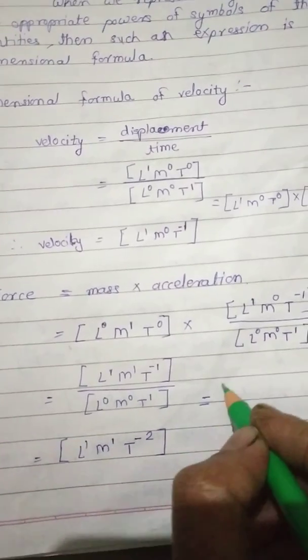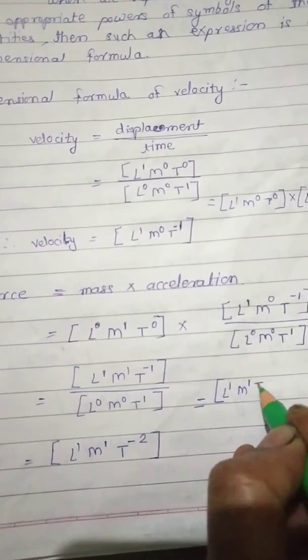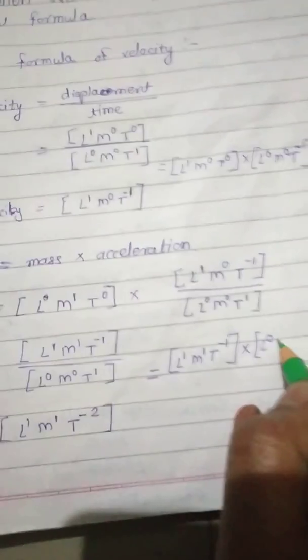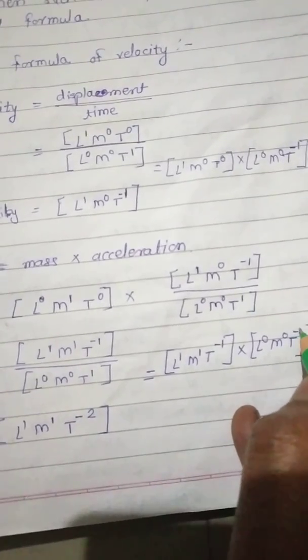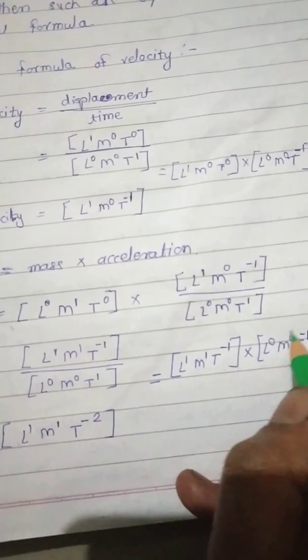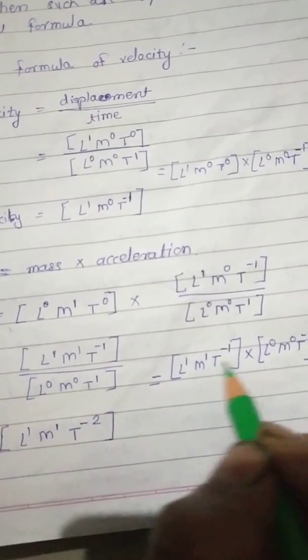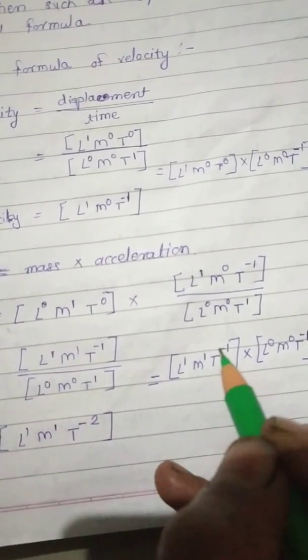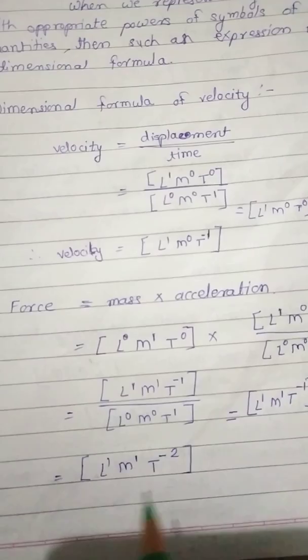Here it is written in the form M1 L0 T0 into L1 M0 T minus 1 upon L0 M0 T1. Here T1 means T minus 1 because of the inverse. So we get L0 and L1, we get L1; M1 and M0, we get M1; and T minus 1 into T minus 1, minus 1 minus 1, we get minus 2. This is the dimension for force.